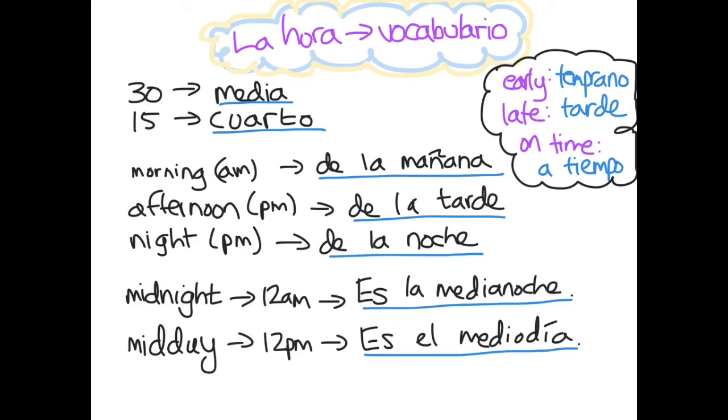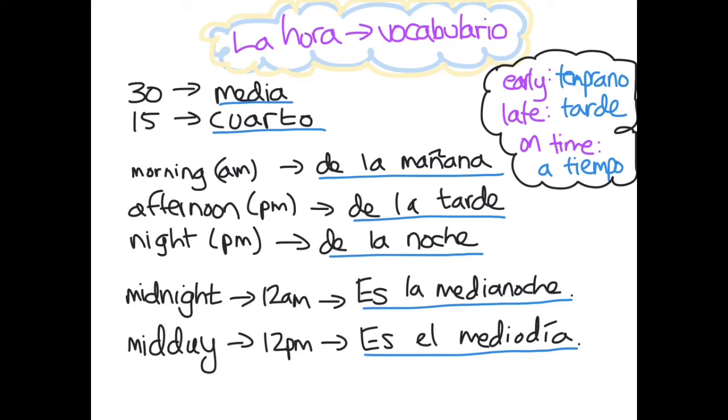What about 15? Well, if we were to look at a circular clock, 15 minutes is actually 1/4 of a whole hour. If we times 15 by 4, it'll make 60, which is a whole hour. So we say cuarto instead of 15. That's another option. What if you want to talk about AM and PM?